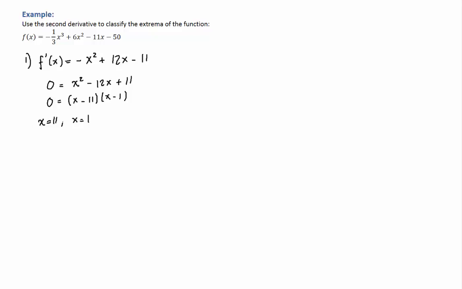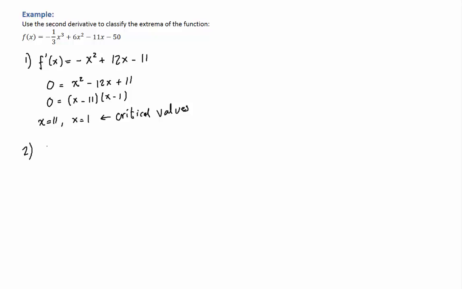So these are going to be our critical values, and these are the points where we have a possibility of having a relative min or a relative max. Now, the other option would be if the first derivative does not exist or is undefined, but this is a polynomial, so it's always going to be defined, so we don't have a problem with that.